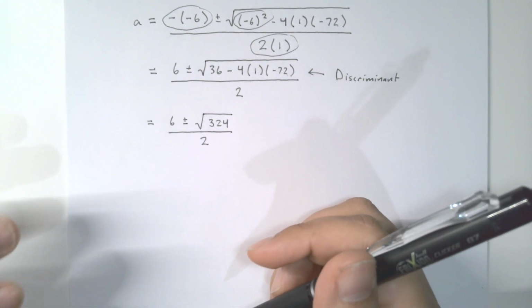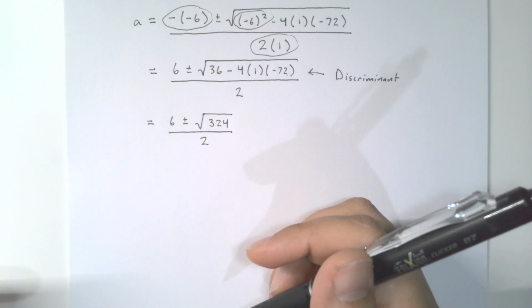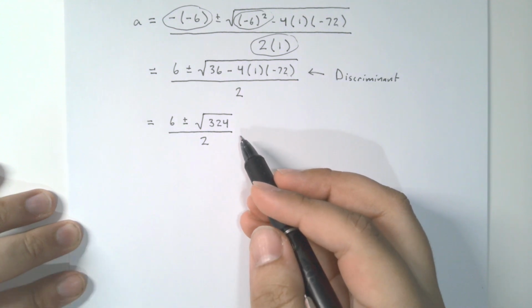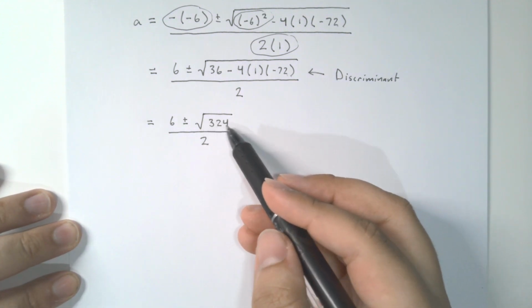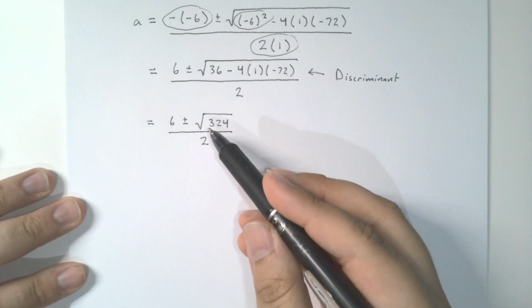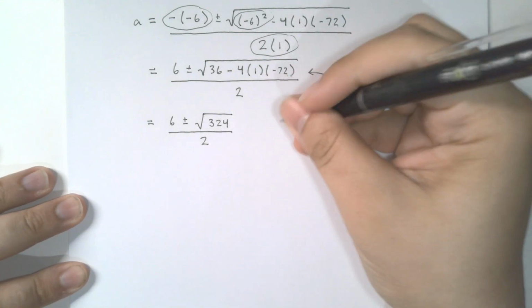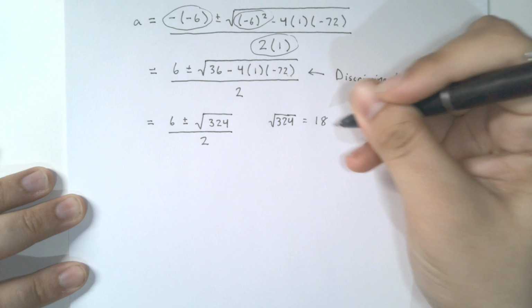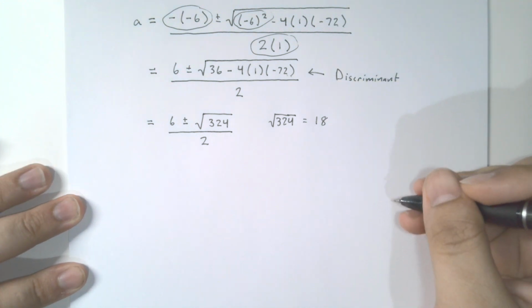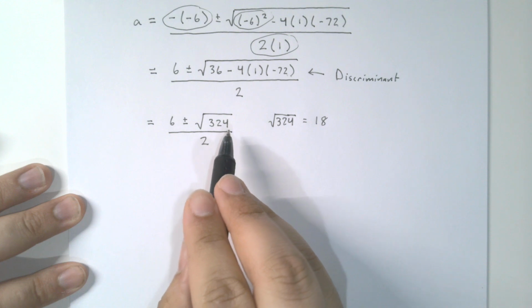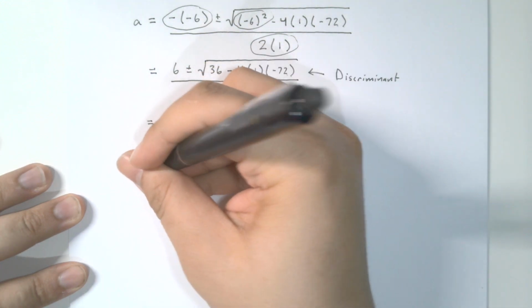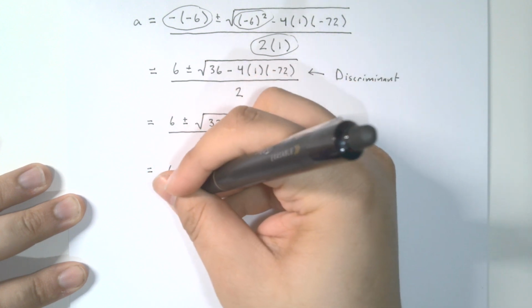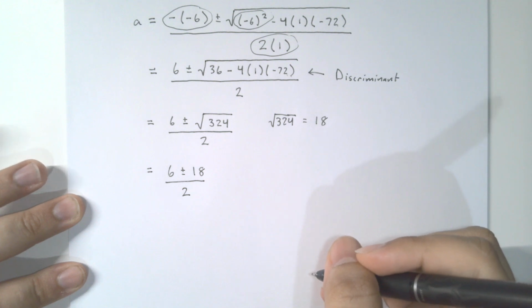So we have those charts that we filled out in class, or you may fill them out on your own, but you should notice that 324 is a perfect square. The square root of 324 is equal to 18. So we can replace this square root of 324 with just 18, and we get 6 plus or minus 18 divided by 2.